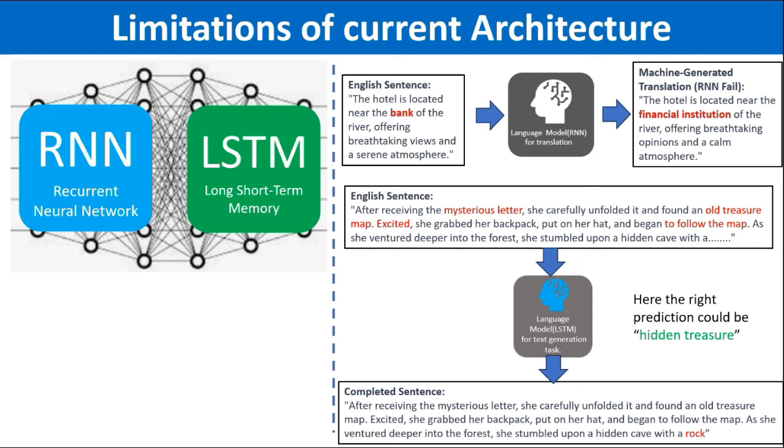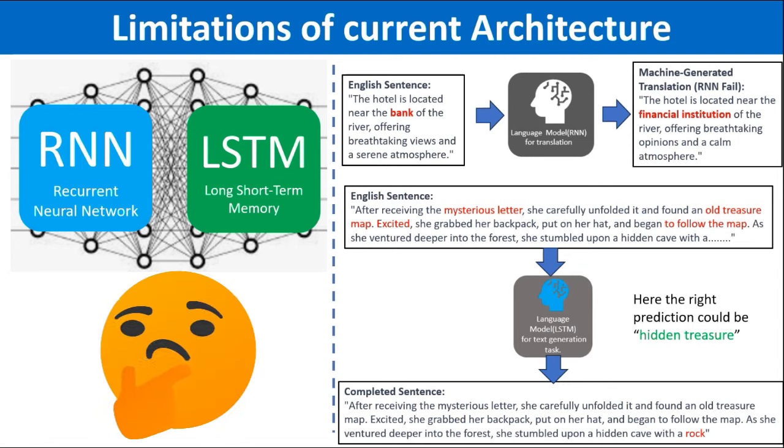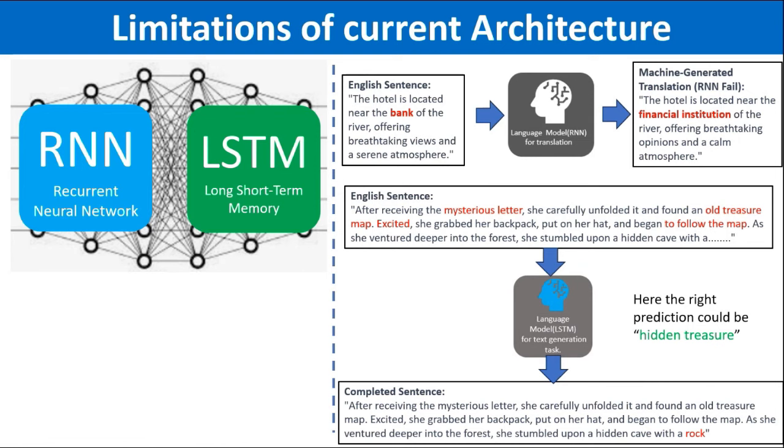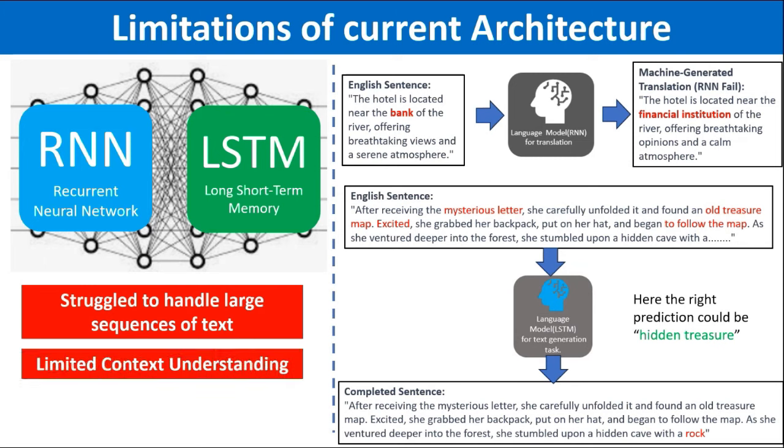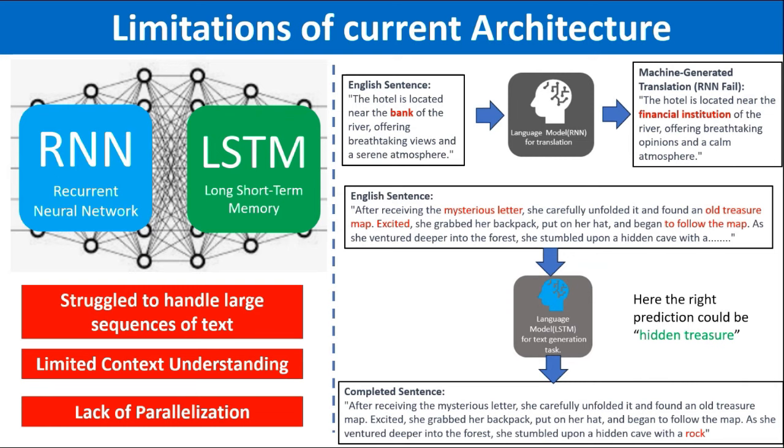Another challenge with this architecture was that both used to process text data in sequence. That means these models were hard to parallelize during training. This meant you could not just speed up training by throwing more hardware at them, which meant in turn that you could not train them on humongous data. So to sum up, the key challenges were a struggle to handle large sequences of text, limited context understanding, and lack of parallelization, that is, it cannot scale the training process by throwing more hardware at it.